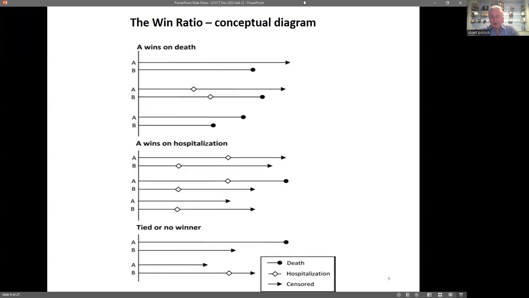If there were no deaths to decide on in that sense, you move on to who won on hospitalizations in a similar manner. The second of those in the middle shows patient A had a hospitalization and then died, but the death is beyond the follow-up time of patient B, and therefore it doesn't count because you never know whether B would have died before then or not. And therefore A is the winner because B had already had a hospitalization, etc., etc. So I hope you get the idea of how it works.